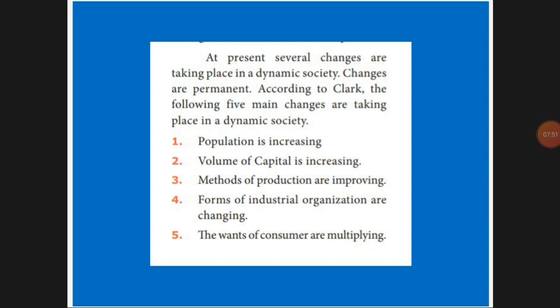Next, the industrial organization change, that is from small scale industry to large scale. If you are converting your industry into large scale, that time the profit increases. Then the consumer is eager to buy many products. Usually consumers' wants are multiplying, keep on increasing. So according to that, if you produce, you will get a profit. That's what the dynamic theory says, according to the economist J.B. Clark.